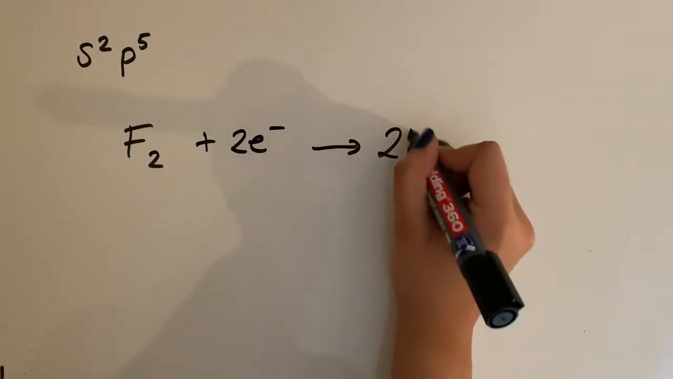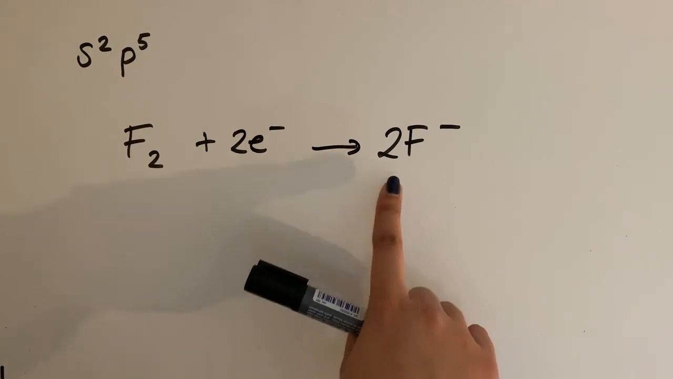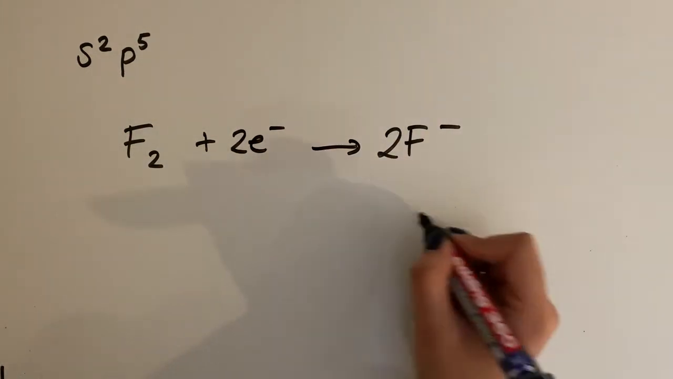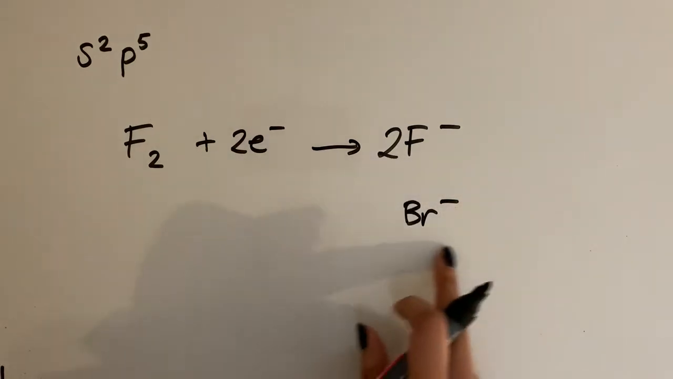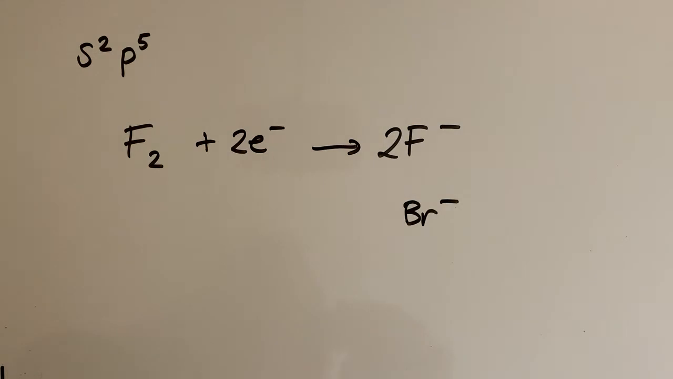And then they become halide ions. So this over here is a fluoride ion. This is an example of a halide ion. If we have, for example, Br minus, it's still a halide ion, but this is now called a bromide ion. For chlorine, it's going to be chloride. Iodine, it's going to be iodide.